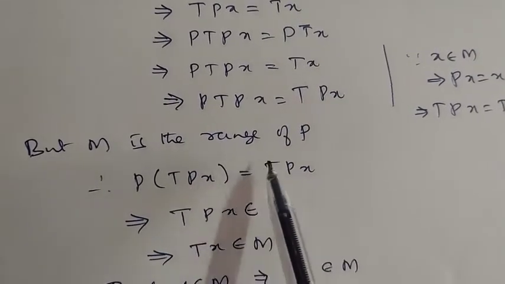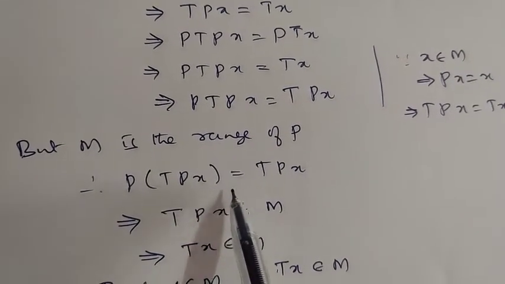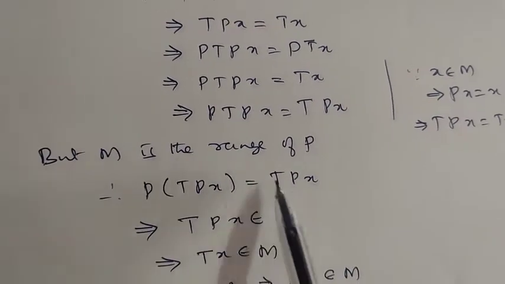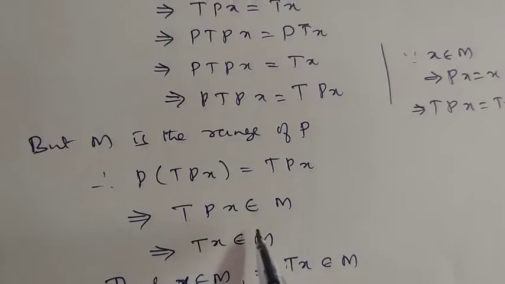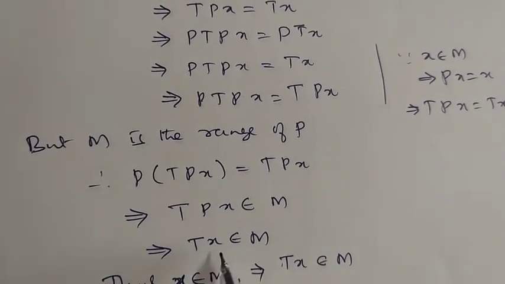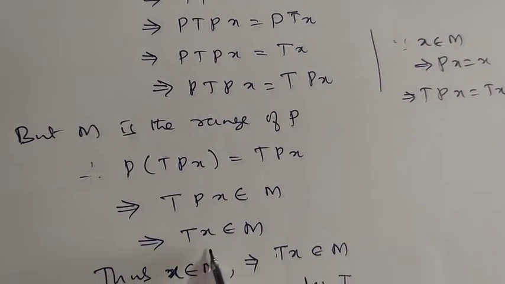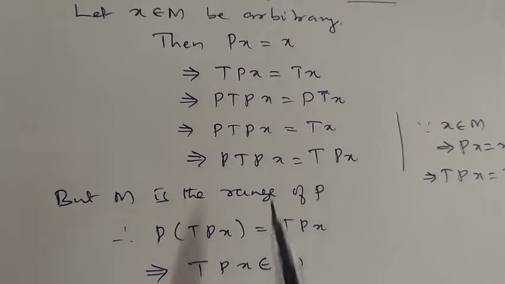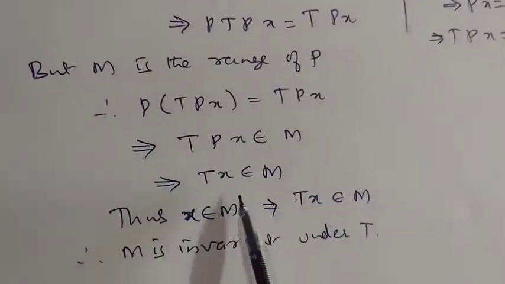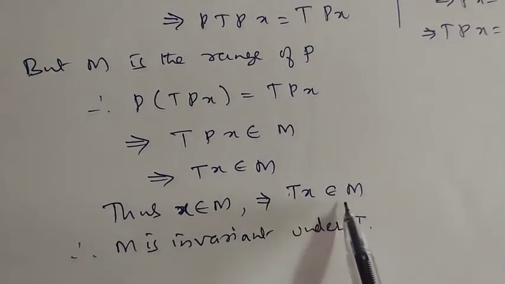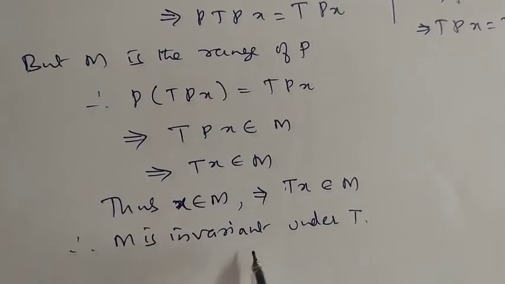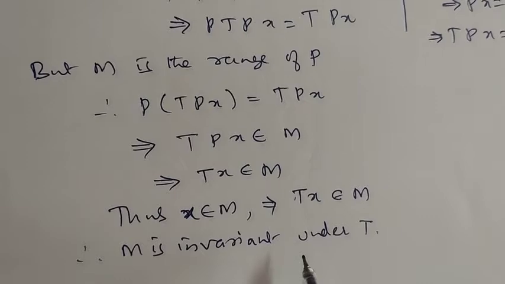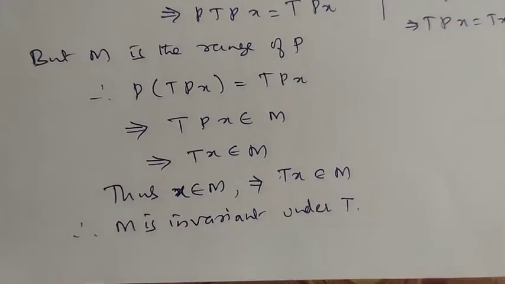But M is the range of P, therefore P of TP of x is equal to TP of x, which implies TP of x belongs to M. TP of x belongs to M implies TP of x, that is nothing but T of x, belongs to M. Thus x belongs to M implies T of x belongs to M. Therefore what you can say: M is invariant under T. Thus M is invariant under T if and only if TP is equal to PTP.